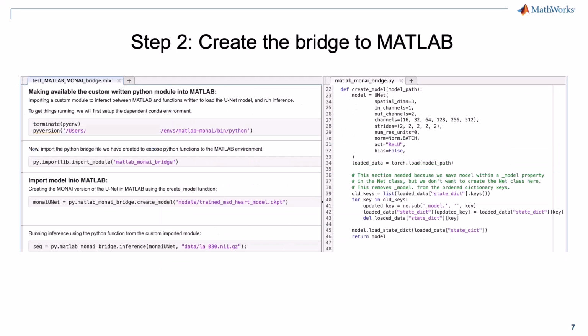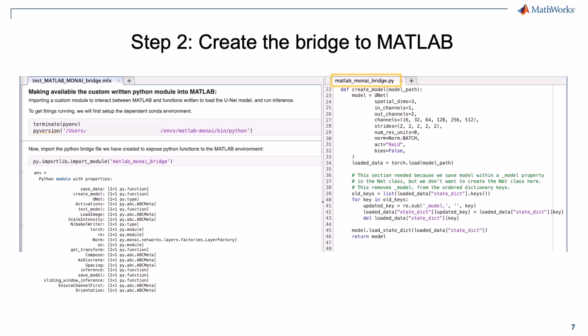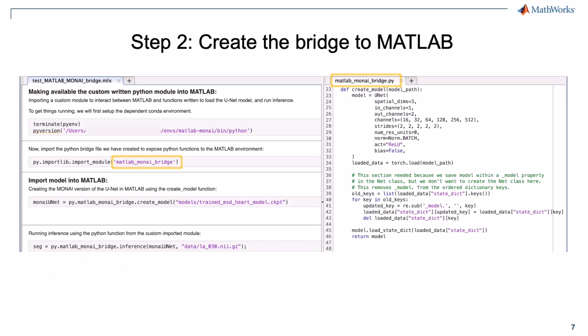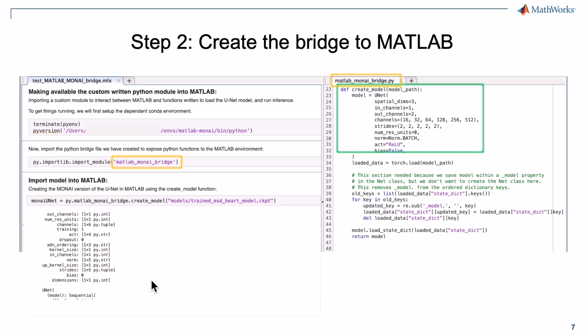Next, you can import the bridge file we have included in the repository called MATLAB MONAI bridge using the import module function from the py.importlib package. Note that the name of the imported module must match the file name. Loading this module makes all the functions in it available to MATLAB within the py.module name namespace. Then you can access Python functions as any other MATLAB function calls within the live script under this namespace. For example, you can create the UNet object using the create model function.